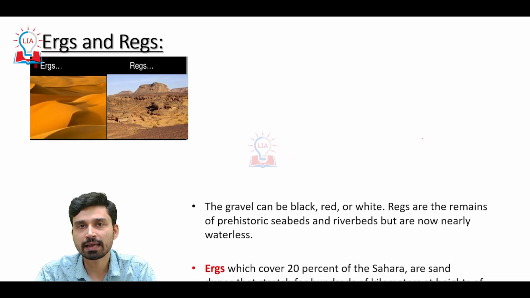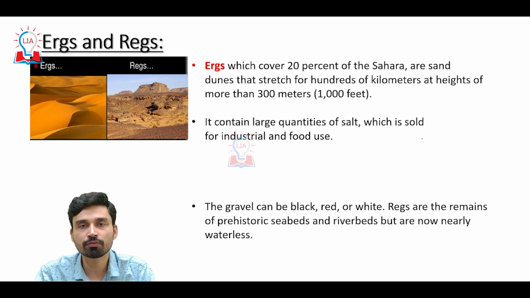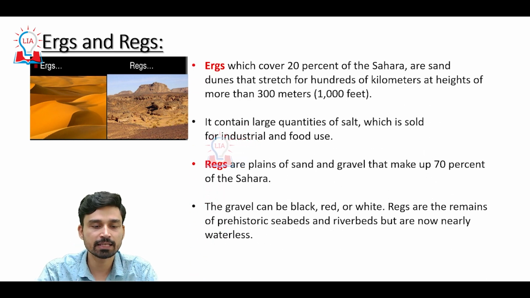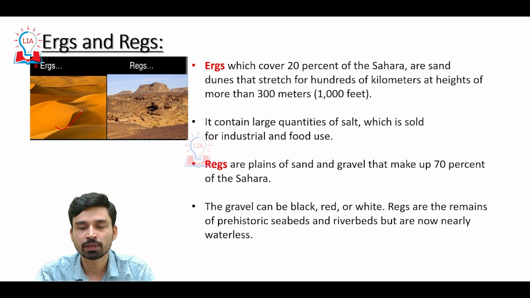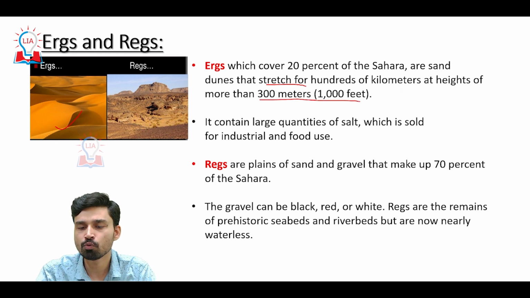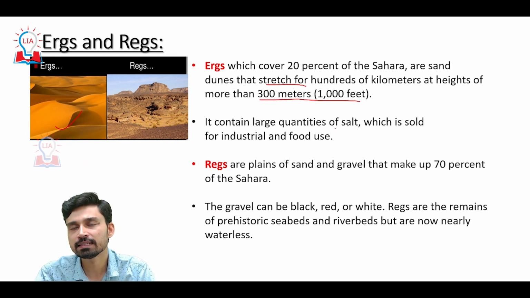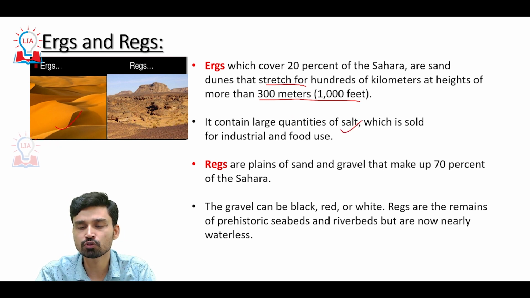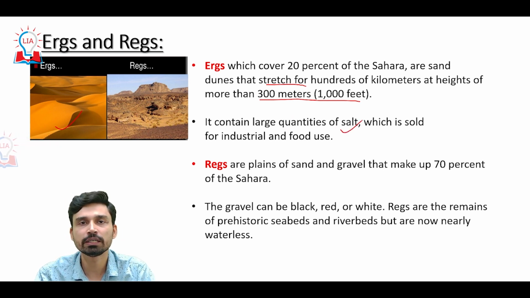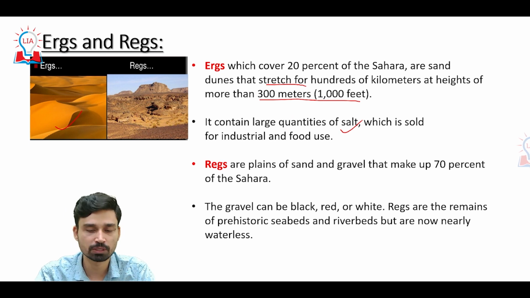Now we talk about ergs and rigs. These are the characteristic features of a desert region. Ergs, as you can see from this particular picture, refer to such kind of desert areas where we have long stretches of sand dunes that stretch all the way up to hundreds and hundreds of kilometers with a height of more than 1,000 feet. Such areas are called ergs, and in these erg regions you will find large quantities of salt which can be sold for industrial purposes and also for consumption purposes.